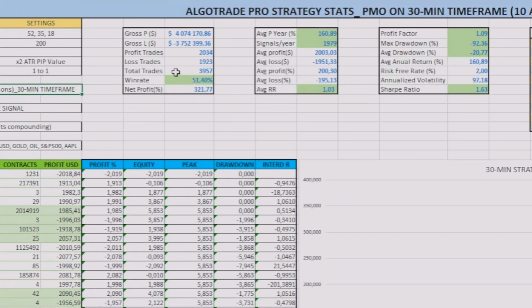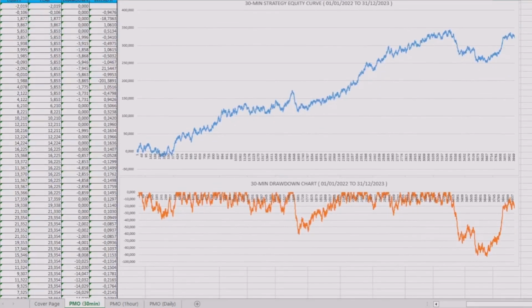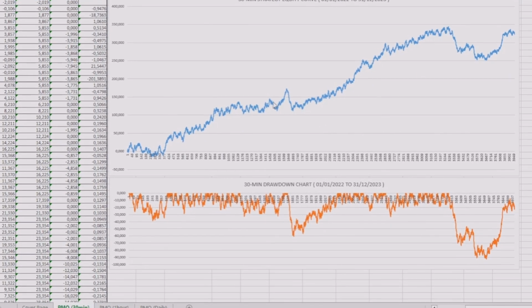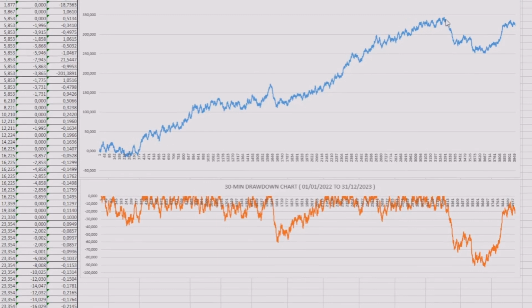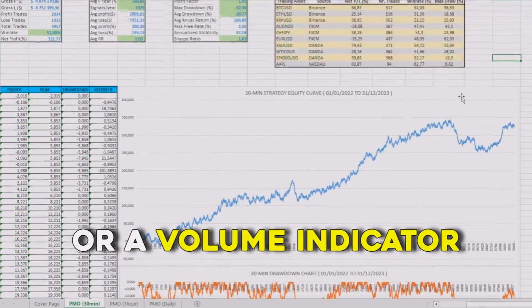In the 30-minute one, after almost 4,000 trades, it achieved a win rate of 51.40% and a net profit of 321%. Here you can check other stats and the results of every single asset, and by looking at the equity chart, we can verify that in this time frame, the indicator in these conditions is fairly consistent. Of course, you can say that it had a big drawdown here, but this is something that can be solved by using a filter or a volume indicator.